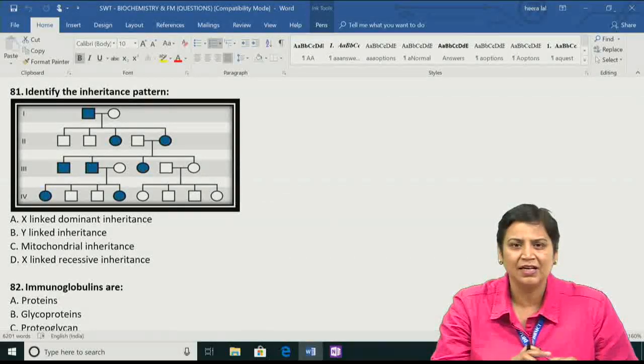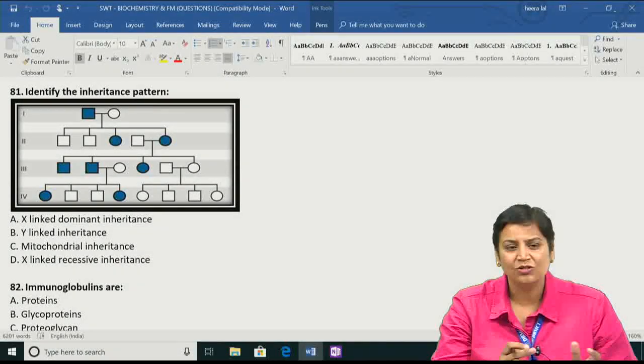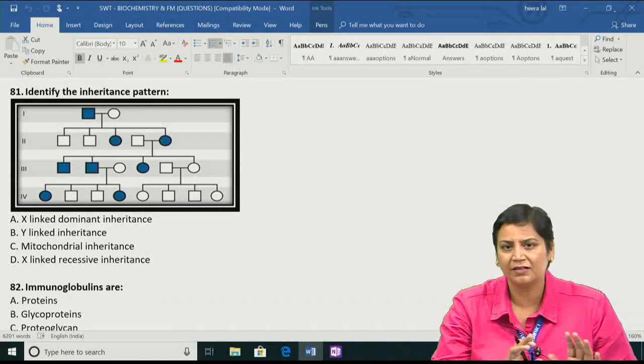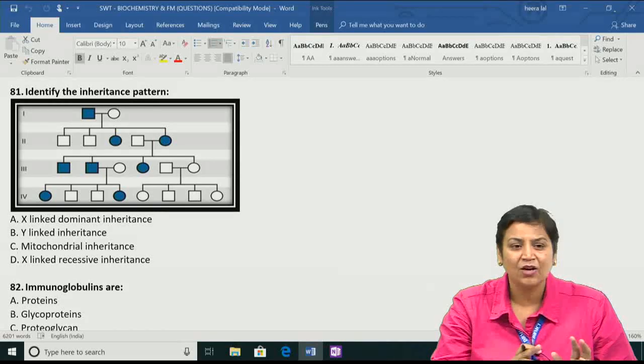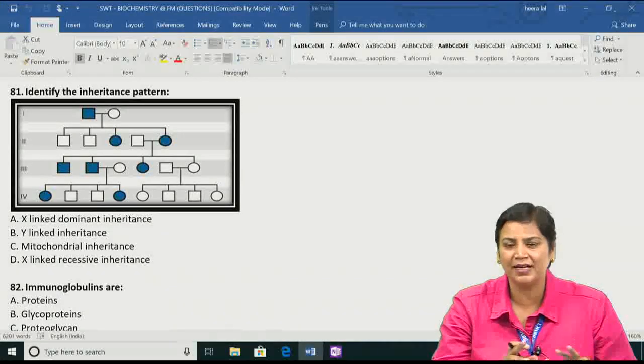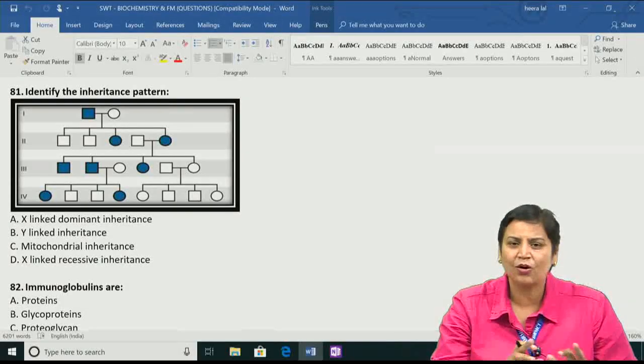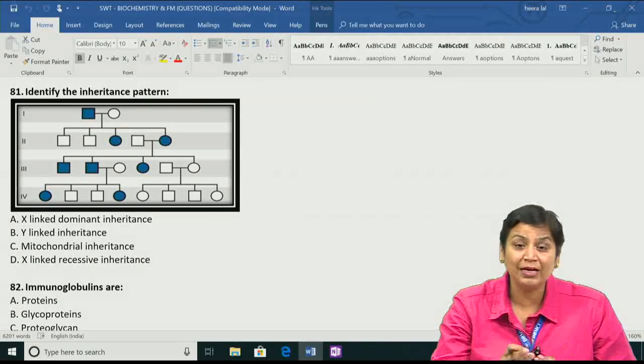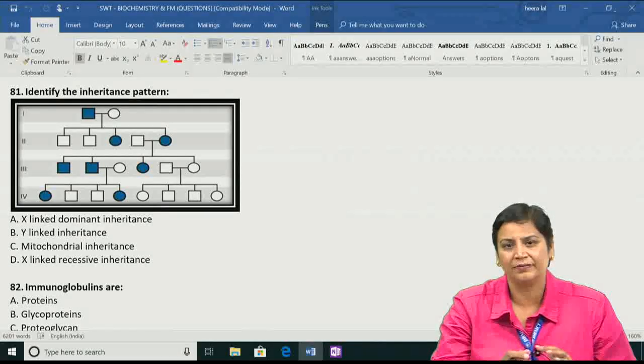Now in this picture we can see that the male is transferring the characters to the daughters. Male to male transmission is not seen here because the son is receiving the Y chromosome. So this is nothing but X-linked dominant inheritance. Clear cut. So the answer to this question is option A, X-linked dominant inheritance, whose main features are that a father always transfers his characters to the females. Male to male transmission is never seen because the son gets a Y chromosome from the father, and 50% of the progeny is affected.